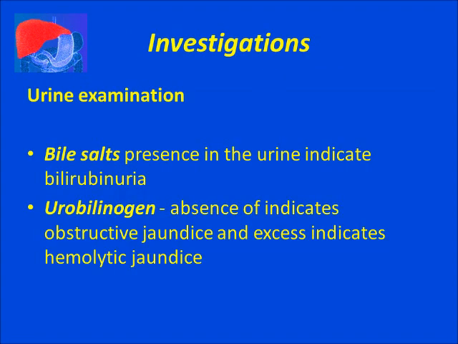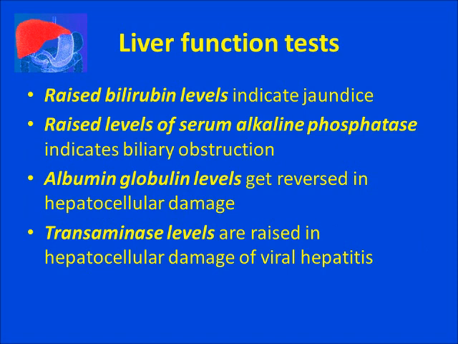How do we investigate a jaundiced patient? The first investigation to be done is the simple urine examination. Presence of bile salts in the urine indicates bilirubinuria and confirms the presence of jaundice. At the same time, urobilinogen determination also has to be done; the absence indicates obstructive jaundice and excess indicates hemolytic jaundice. After confirming the presence of jaundice through the urine examination, we start doing the biochemical parameters.